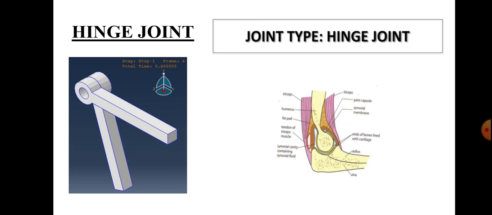The ball and socket joint rotates in all directions. The pivotal joint moves in four directions, front and back, left and right. Then the hinge joint moves only back and forth. Fixed joint, immovable joint. Read page numbers 68 and 69. Next class we will study the human skeleton and its various parts. Okay, thank you.